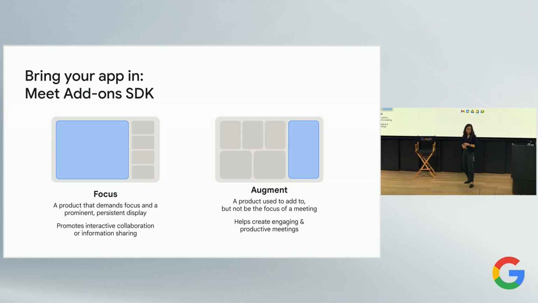So the Add-ons SDK allows you to iframe your product into ours. We have two models for that. One is Focus, where you're taking up the large part of the real estate, similar to presentation mode. And then we also have the Augment framework, which has your app iframed into the side. And it really depends on what the use case is for your app for you to choose the correct model.